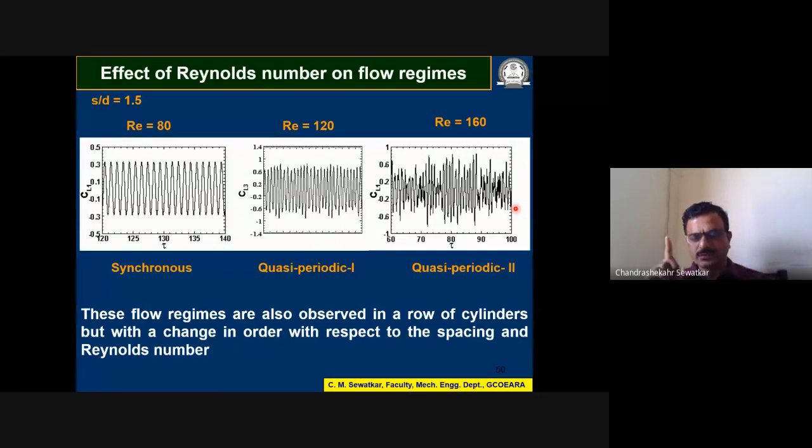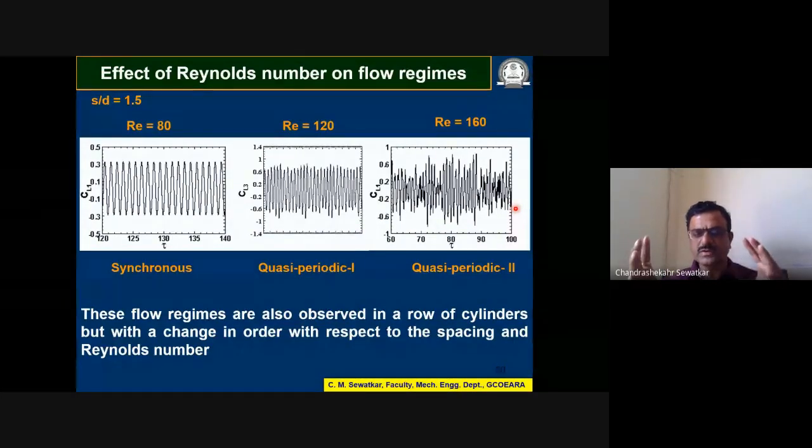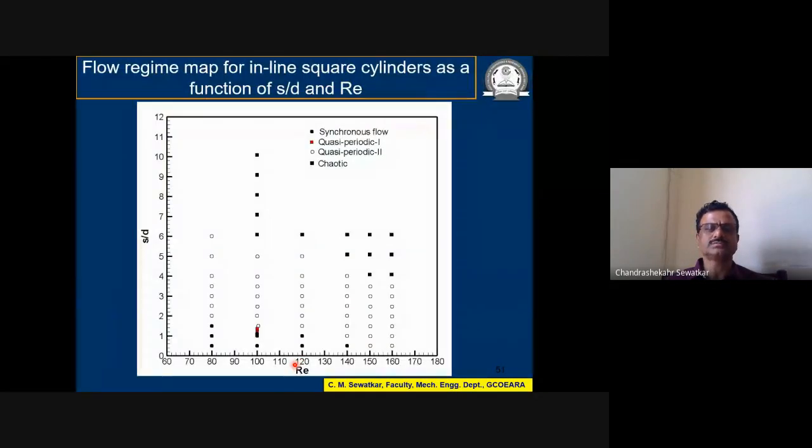So if we have the cylinders placed in a row and in inline geometric position, we obtain exactly opposite results, and that's an important thing which we brought to the notice of the community of researchers. These flow regimes are also observed in the row of cylinders, but with change in the order with respect to spacing as well as Reynolds number. That's an important conclusion which we brought.